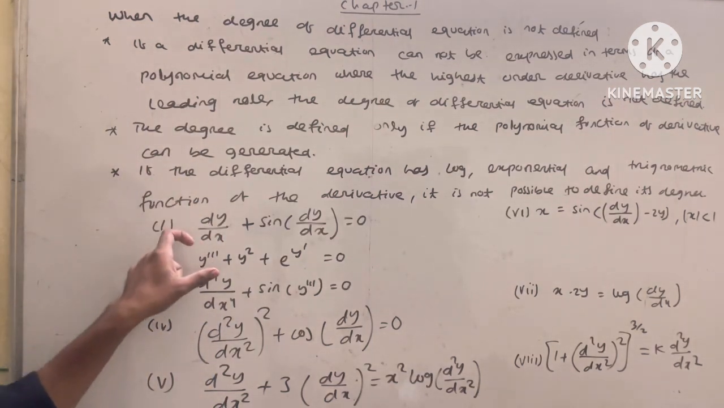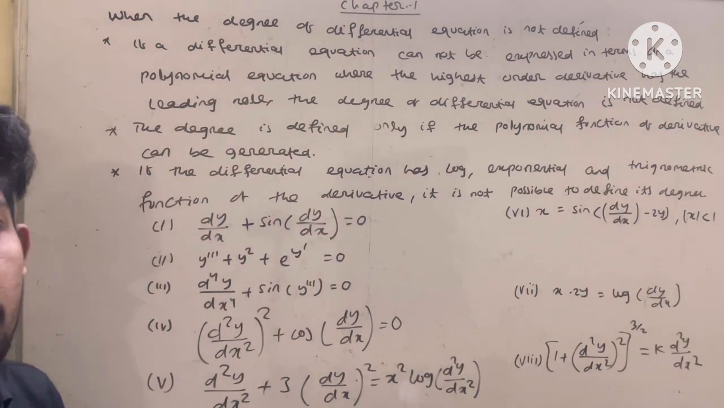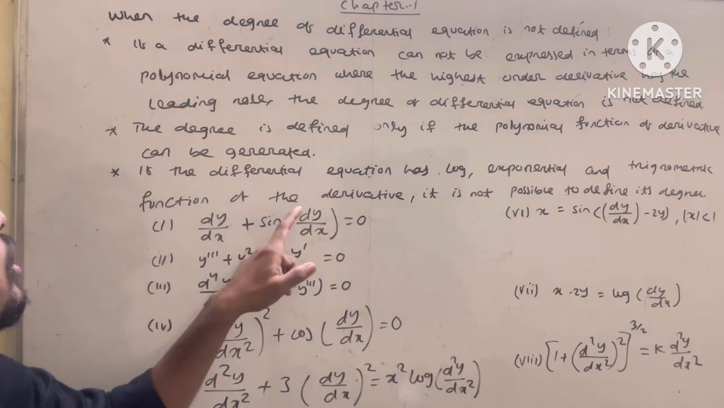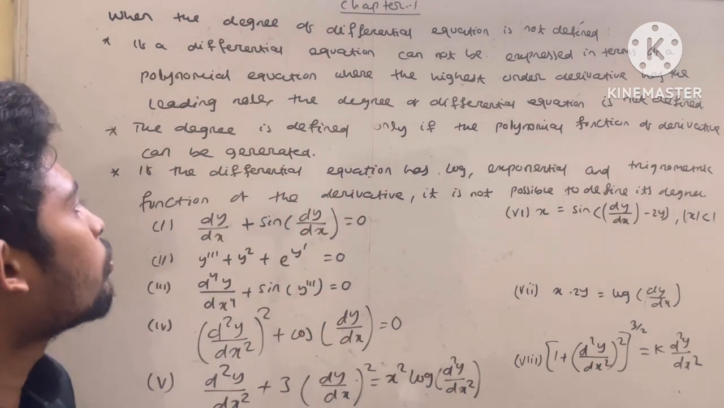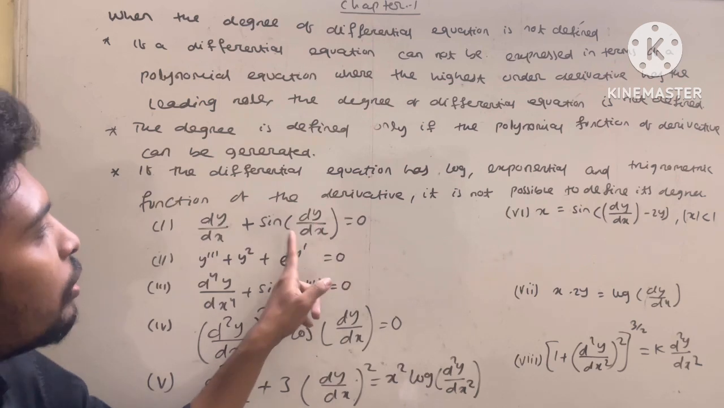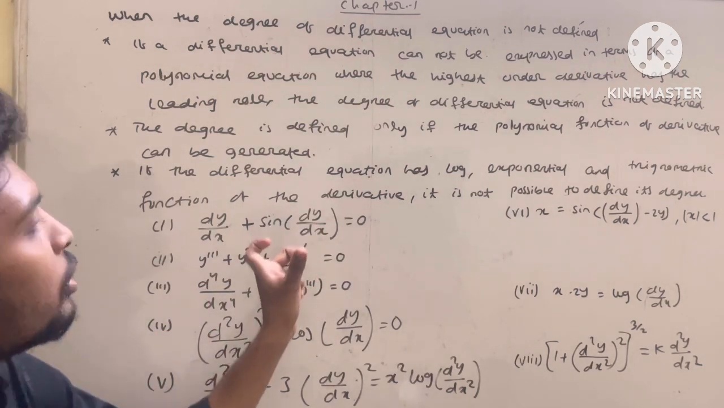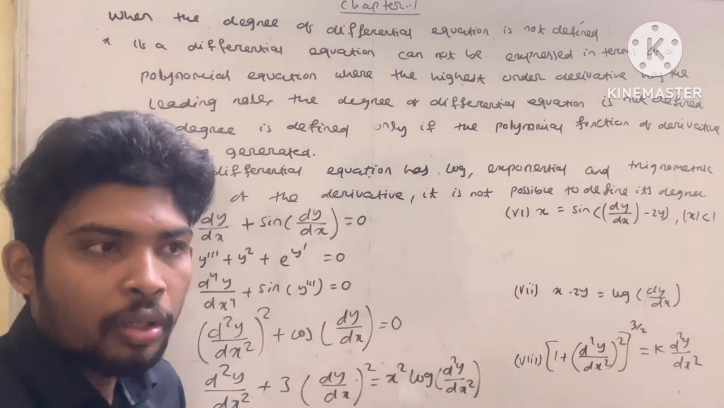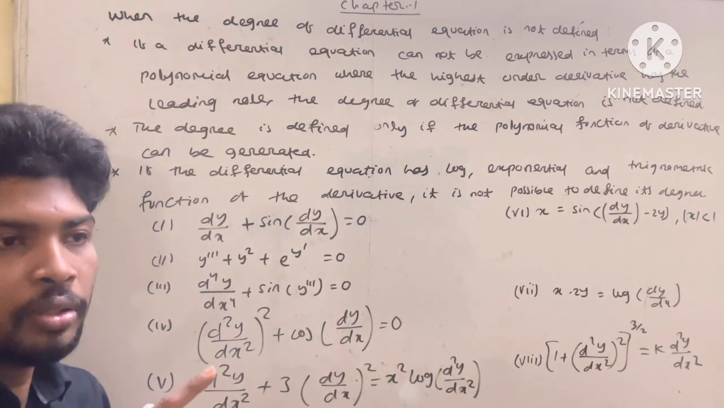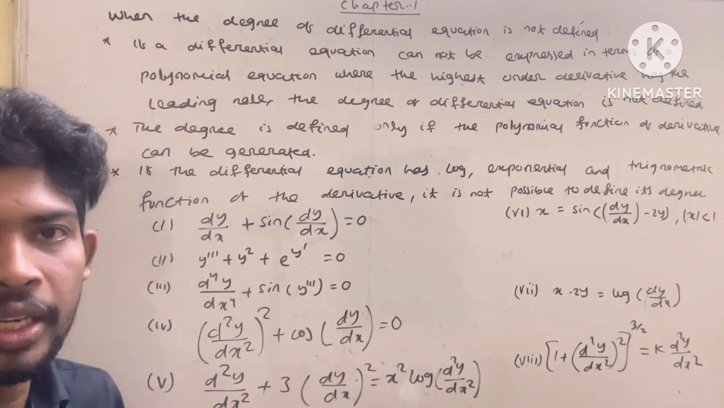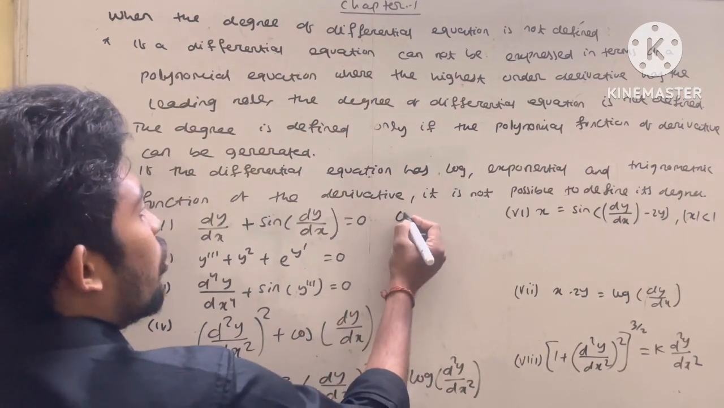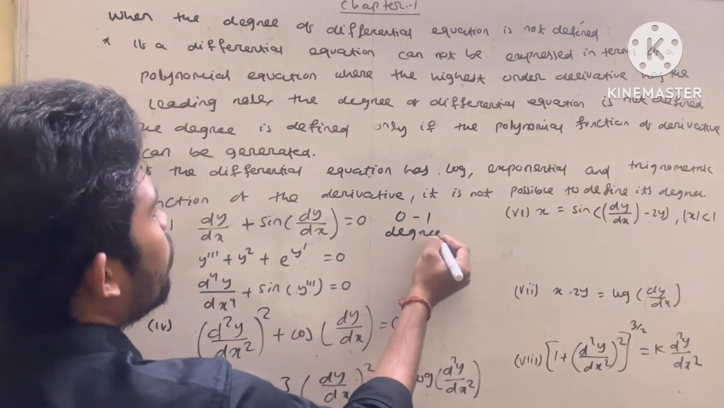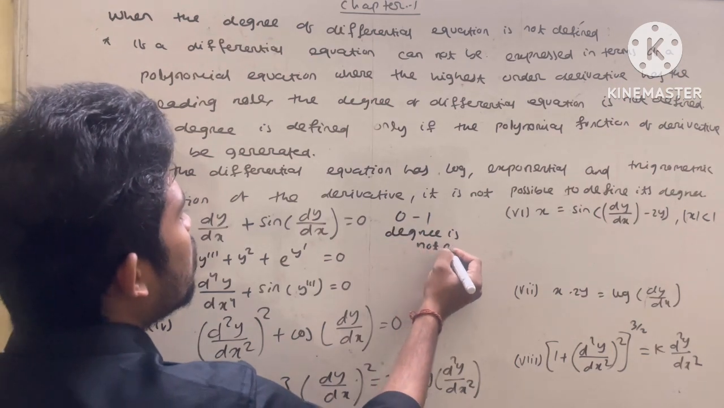Here dy by dx plus sine of dy by dx. Look at the third point given: it should not contain a trigonometric function. Here the derivative dy by dx appears inside sine of dy by dx. So that's why this is not in polynomial form of y dash, y double dash and so on. So here the order is one, but the degree is not defined.